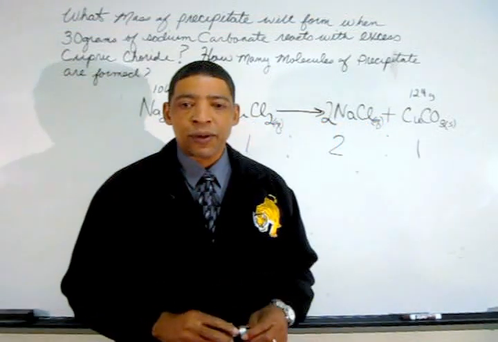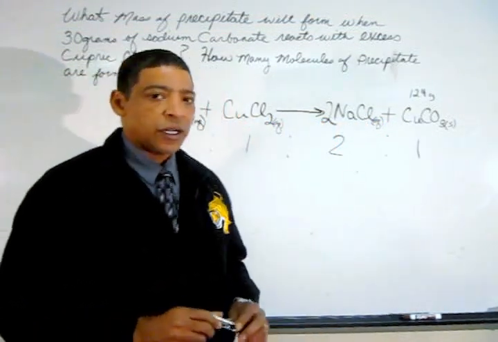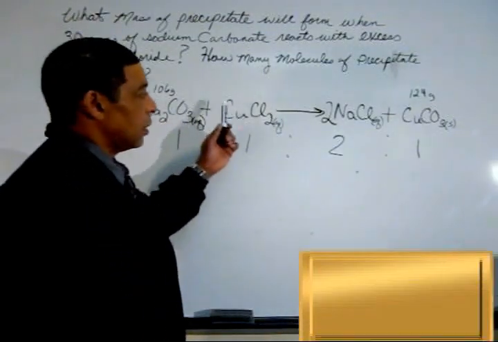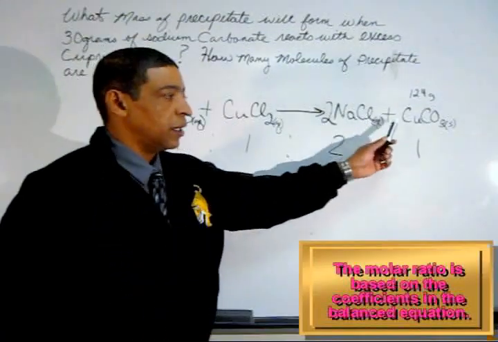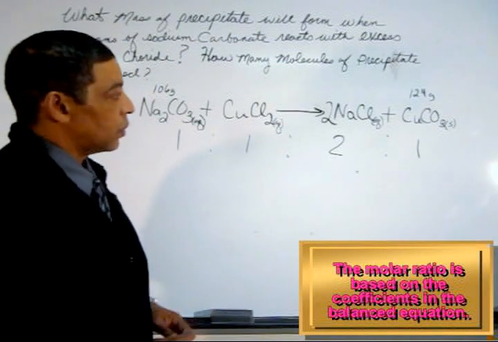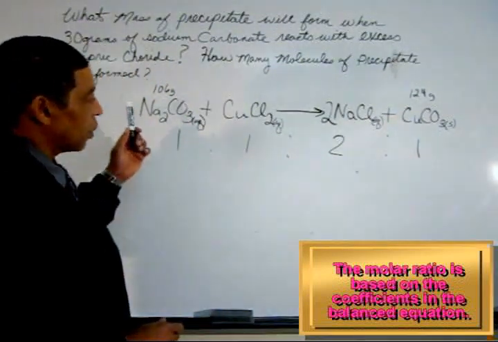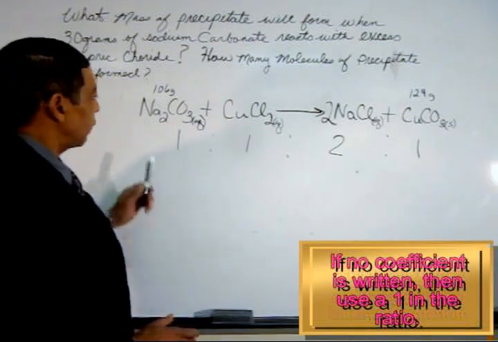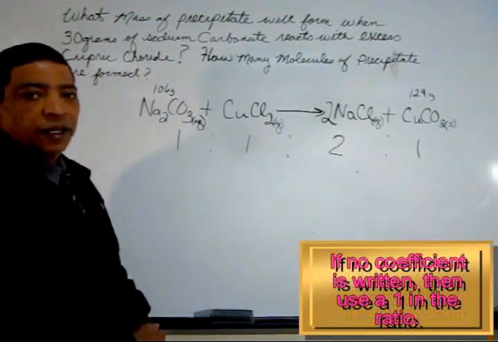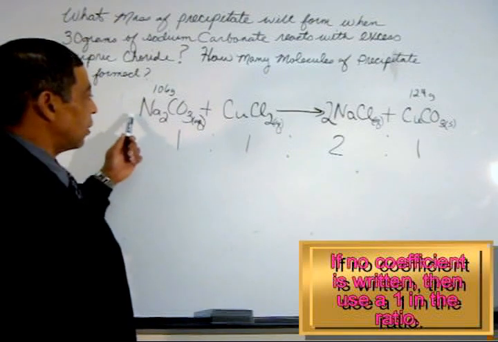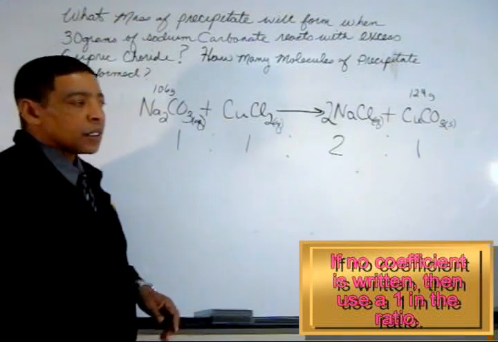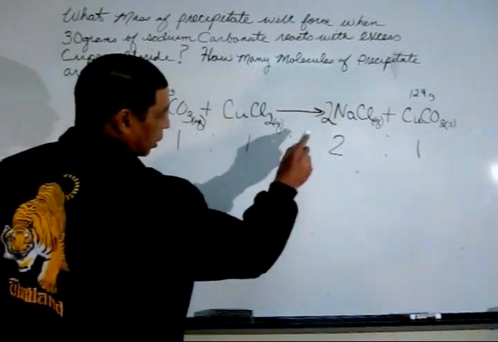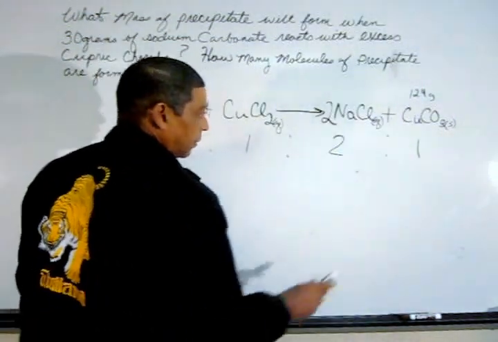The next step in the process is to write a molar ratio. The molar ratio is simply the numbers that exist in front of the formulas in the balanced equation. In other words, the molar ratio represents the coefficients in the balanced equation. If there is no number written in front of a formula, then the number is assumed to be 1. The molar ratio for this equation will be 1, 1, 2, 1.